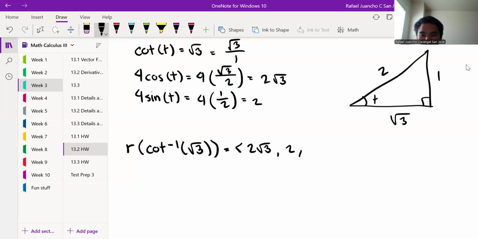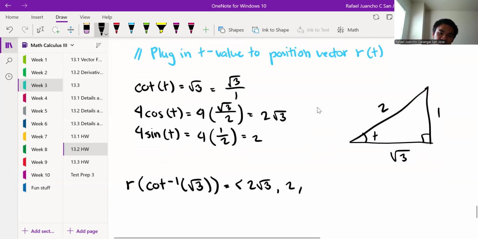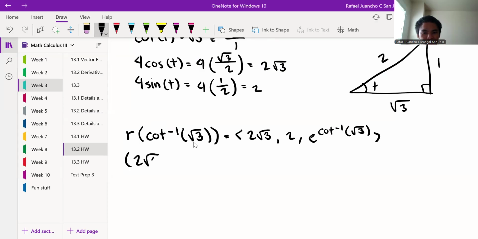And lastly, we have 1 or t. I forgot. e to the t. Oh, no, that one's tricky. Our t is this thing. Maybe you could just use that, right? No harm. You could just say e to the t. You could use that, and that's it. That's my initial point. So my initial point is just this thing. Done.